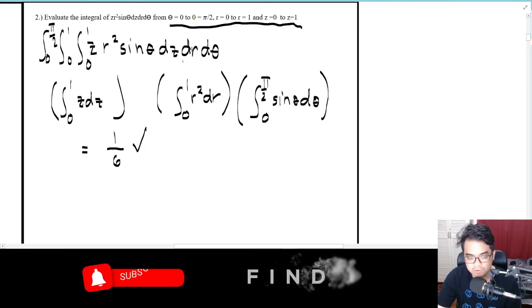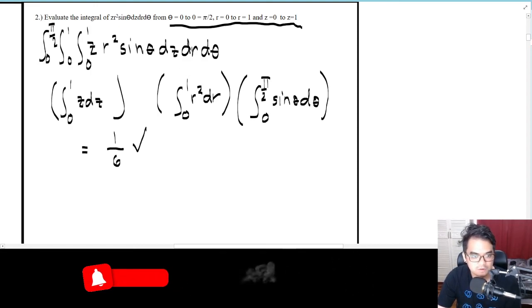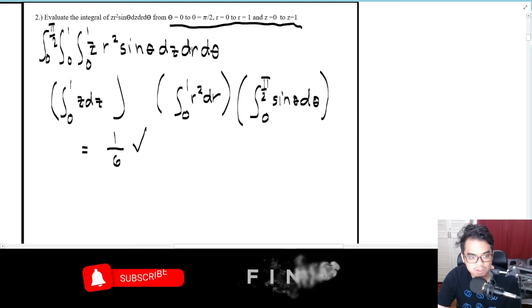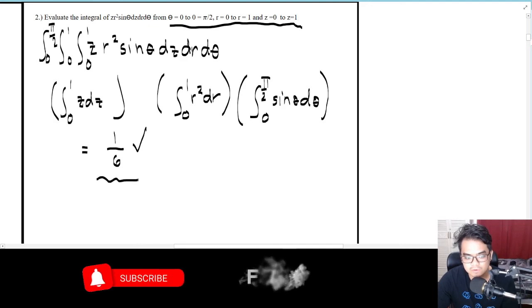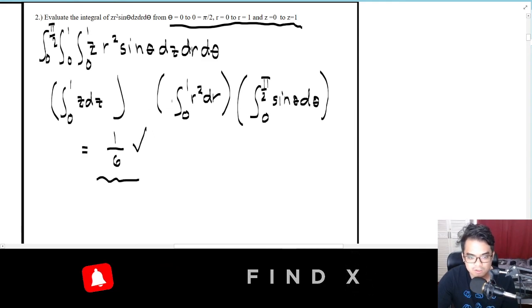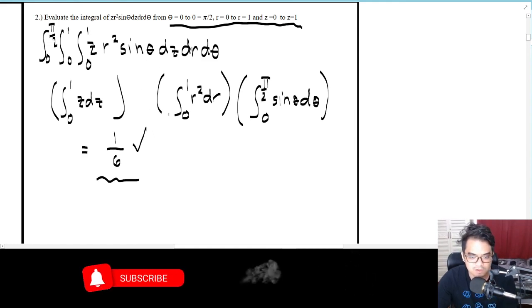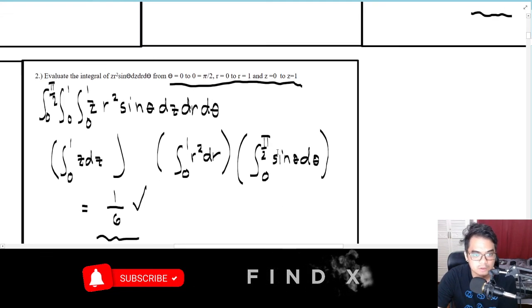Of course, you can also do it the way I did number 1, integrating one by one. For the first one, integrate z only, because the first one is dz, so r squared and sine theta are just constants, and then apply the limits, and so on. As you can see, that will take a lot of time, and the solution will be quite long. So this is already a shortcut, and it will make your life way easier. I think we can move on to the next topic.